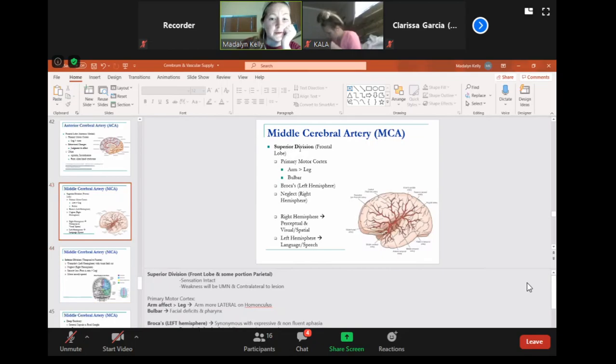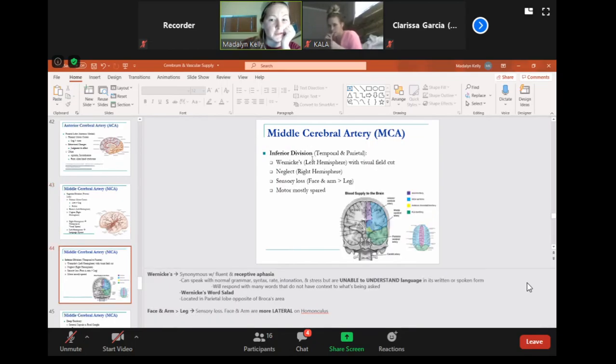This is the superior division of the middle cerebral artery. Now we're dealing with the inferior division, okay? Wernicke's. I remember it as Wernicke's word salad. The person is not able to understand the language.